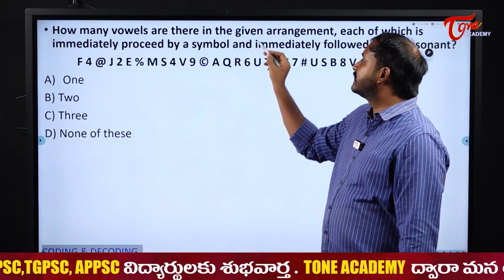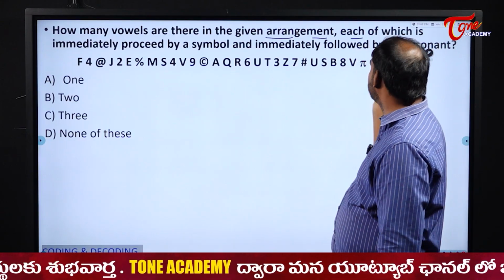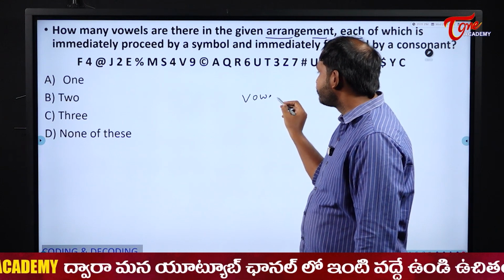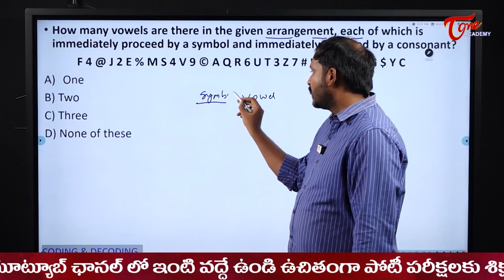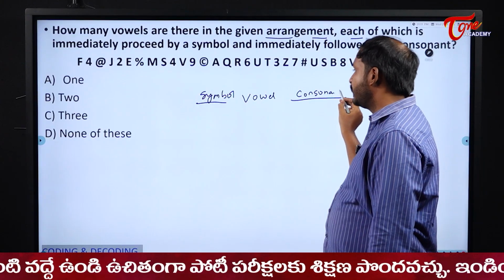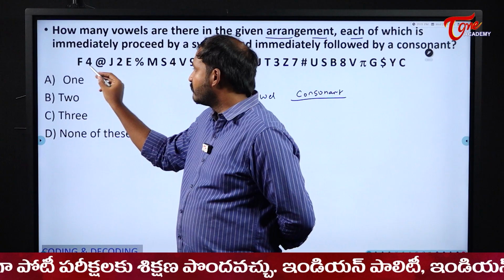Now, how many vowels are there in the given arrangement, each of which is immediately preceded by a symbol and immediately followed by a consonant? That means I should identify the vowel. It should be preceded by a symbol and followed by a consonant. So vowel. F is not a vowel.